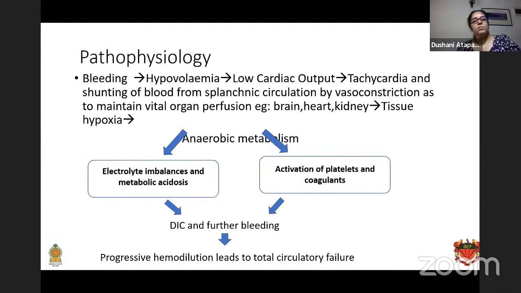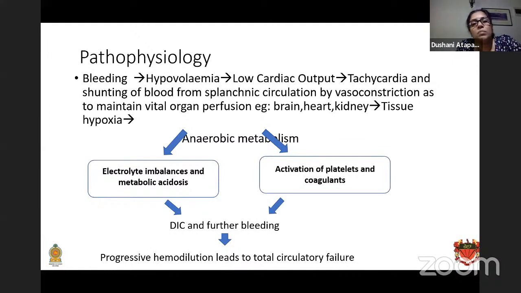Before going into pathophysiology, you saw that there are many ways of classifying hemorrhage, and I'm 100% sure that during your internship, whether in medicine, surgery, or obs and gynae, you will definitely come across this. It is a very common scenario, so you are definitely going to manage these patients. It's very important to identify, control, and manage them before they go into an irreversible stage, right?